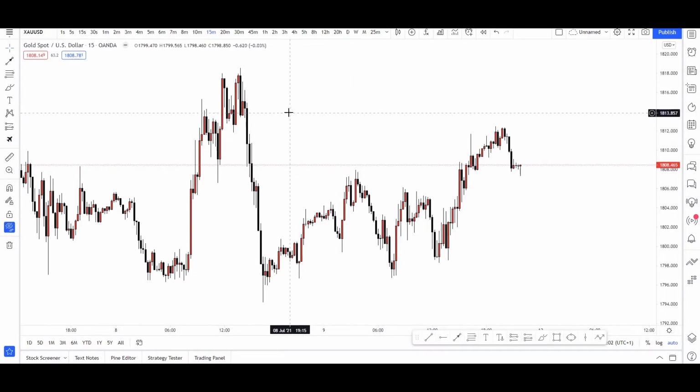Okay, so you're currently watching a 15-minute gold chart. Now, today is the 10th of July 2021, and we're going to be discussing the Friday's price action, which essentially starts here at this point with this candle and ends right here with this candle.